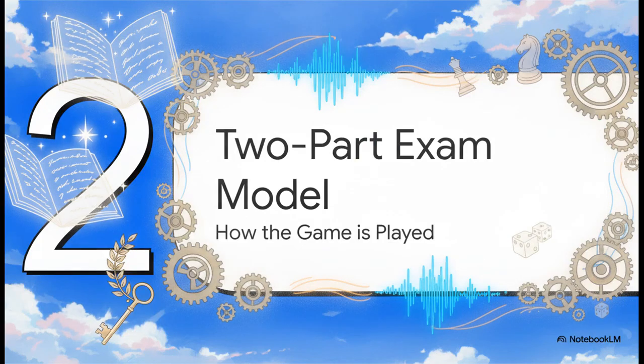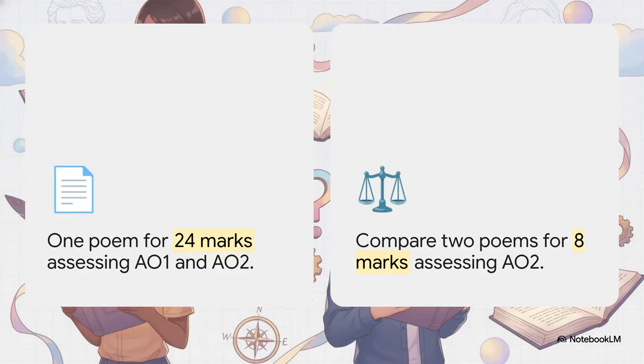Section 2. The two-part exam model. Now that we've got the right mindset, let's break down the specific mechanics of the assessment to show you exactly how this game is played. You're basically facing two distinct tasks here. Part A asks you to write an essay on one unseen modern poem. This assesses both your overall understanding, that's AO1, and your analysis of language, which is AO2. Now, this part is the heavy lifter, worth 24 marks.